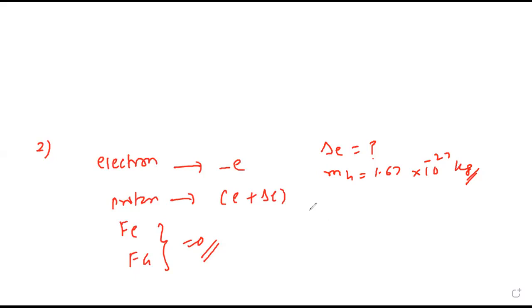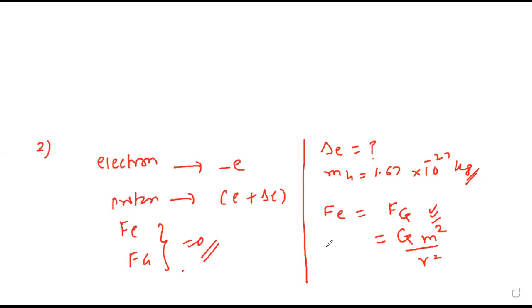What have they given as 0? This net is 0, no? That means their magnitudes must be the same. Only then can it become 0, if they are directed opposite. So first we have to understand this line: magnitude wise they are the same. I know the gravitational formula, G into mass, because it is the same hydrogen, m square upon r square.